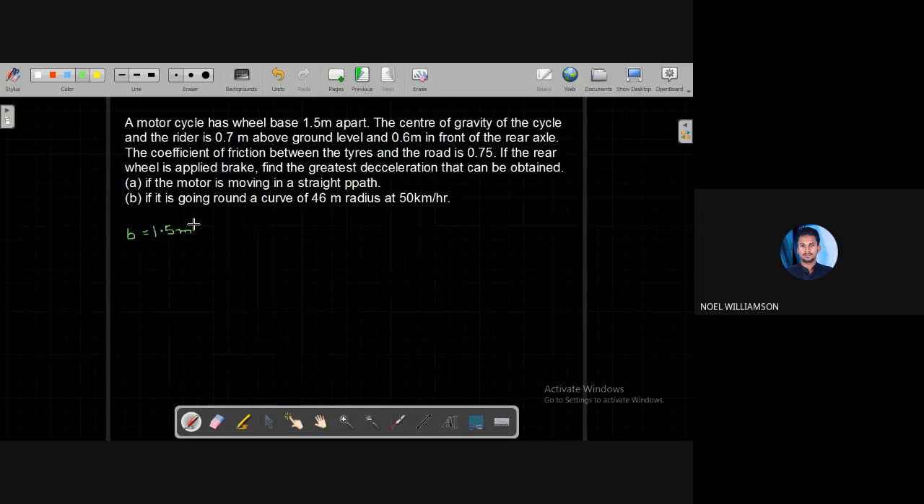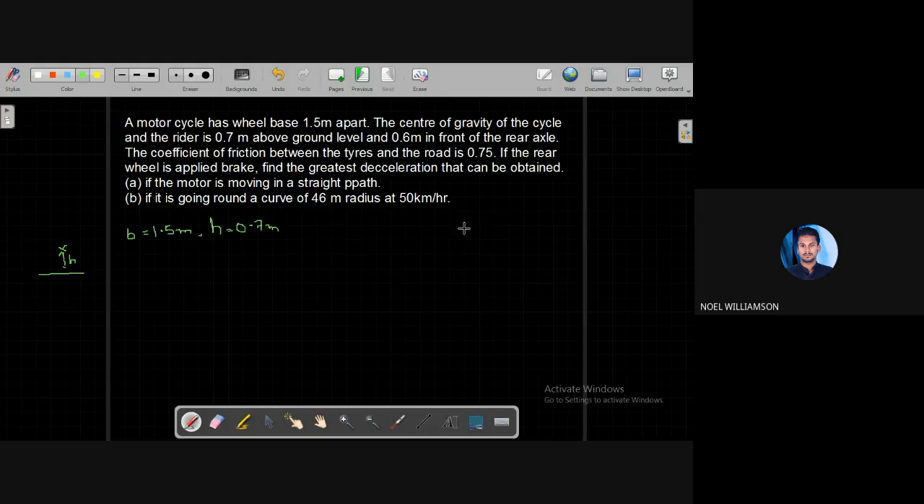Next, the center of gravity of the cycle and the rider is 0.7 meter above the ground level. So the distance from the ground to the center of gravity is what we call h, right? That is h equal to 0.7 meter. Then, point above the ground level and 0.6 meter in front of the rear axle.